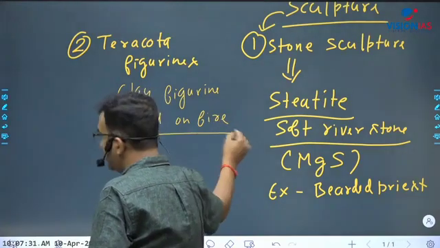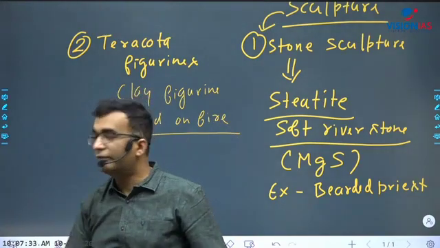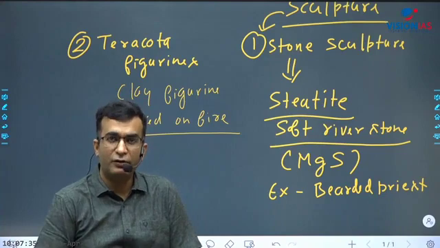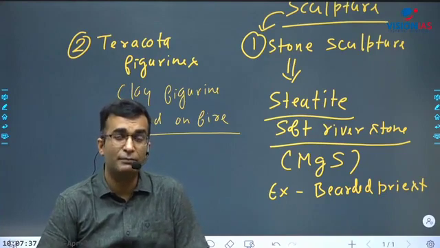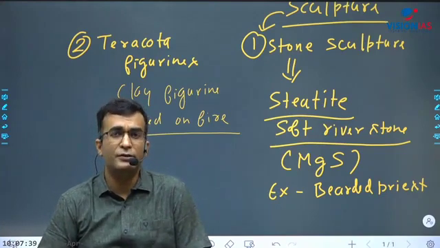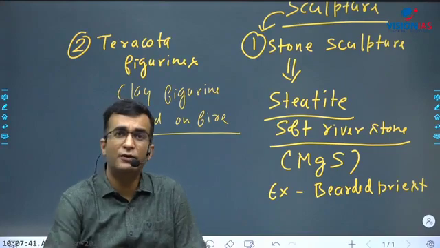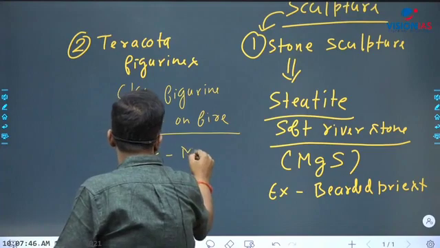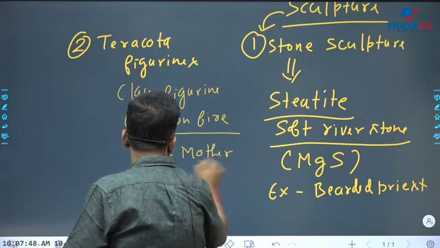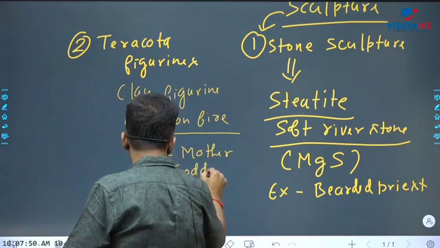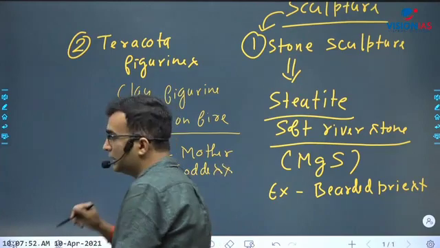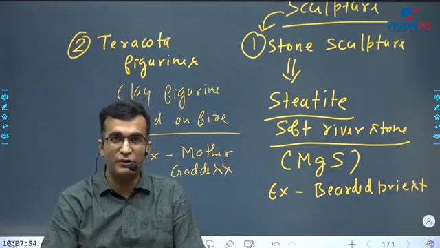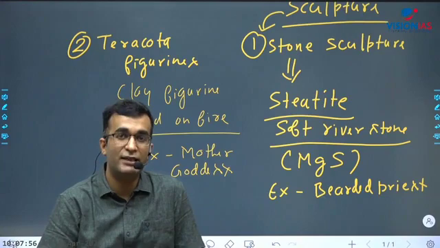Now, there are many examples of this clay figurine, which is baked on fire, or terracotta. There are so many examples. The most important is the image of the mother goddess. So for example, you write mother goddess. And I hope this is the one I was referring to. You must have heard of it, particularly when you are reading about the ancient Indus Valley civilization.